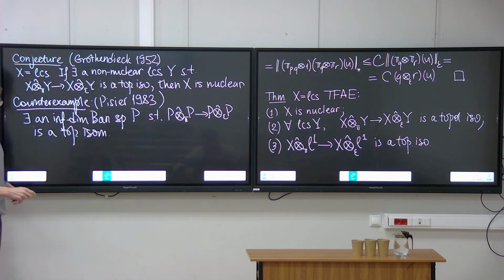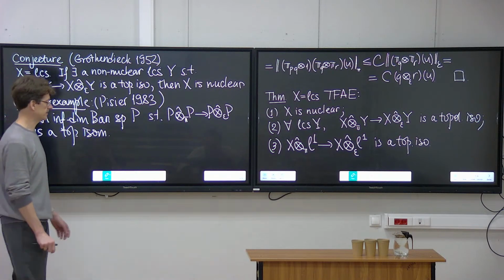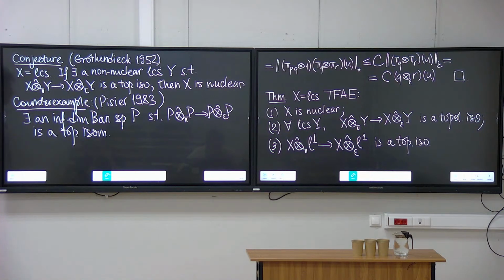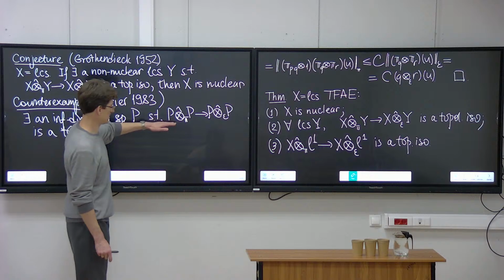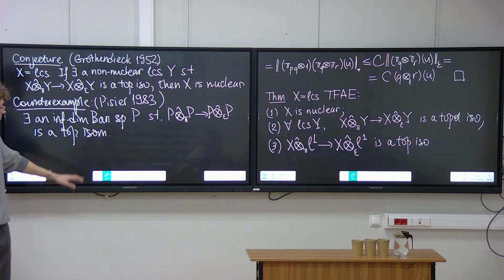This is quite nontrivial because if you take any classical Banach space, like say little L1, little L2, big Lp spaces, spaces of continuous functions, and so on, for all of them, this map is not a topological isomorphism. So Pisier's construction was quite involved.